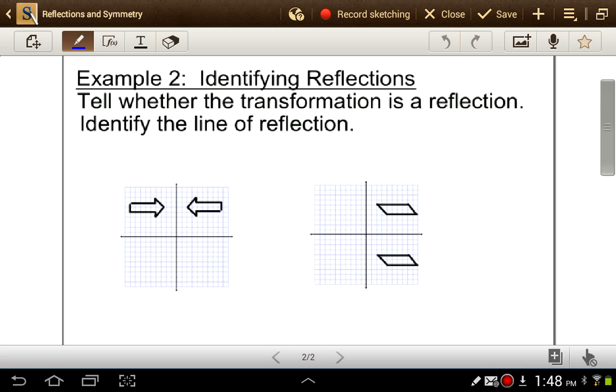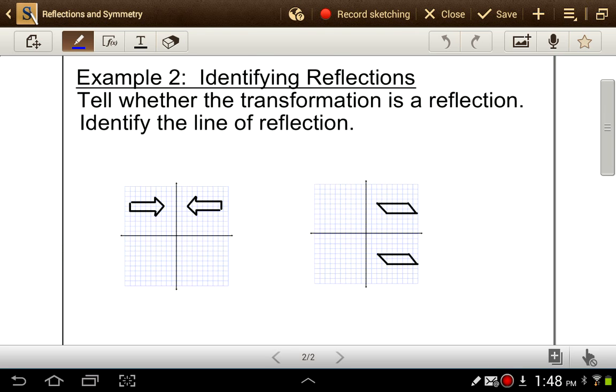Okay, example 2, identifying reflections. When we're identifying reflections, this is easy. All you have to do is tell me if it is a reflection or not, and if it is, where it reflects. So what is the line of reflection is what I'm looking for. If it does not reflect, then you do not have to tell me what reflects, because it's not a reflection.